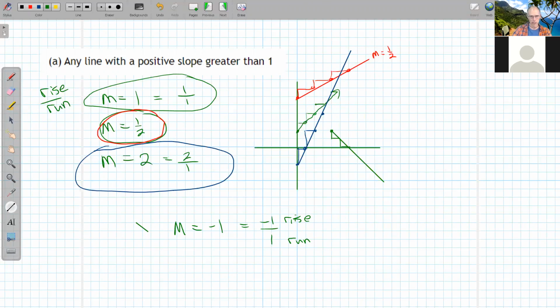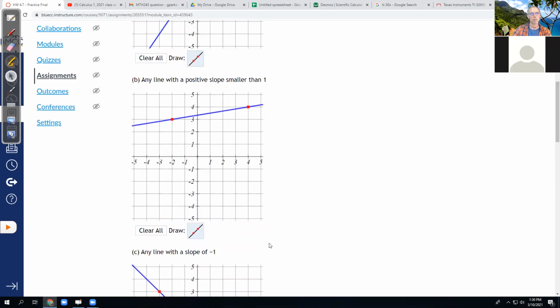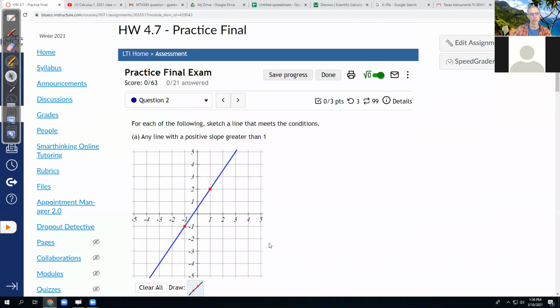And so then I just have to try and do that with this tool. So a line with a slope of -1, so pick any point and then drop down 1, right 1. So that would be that slope there. Let's see if I skipped something. Nope, I got all 3.